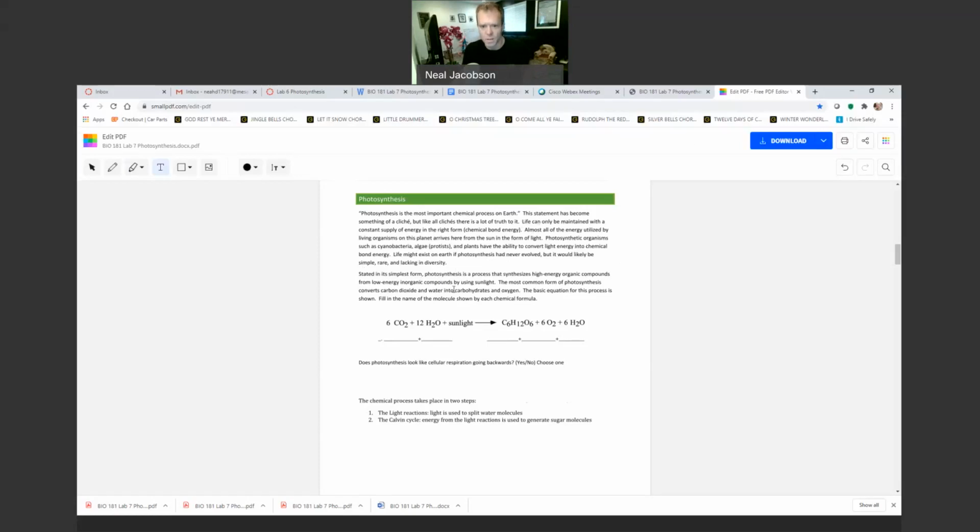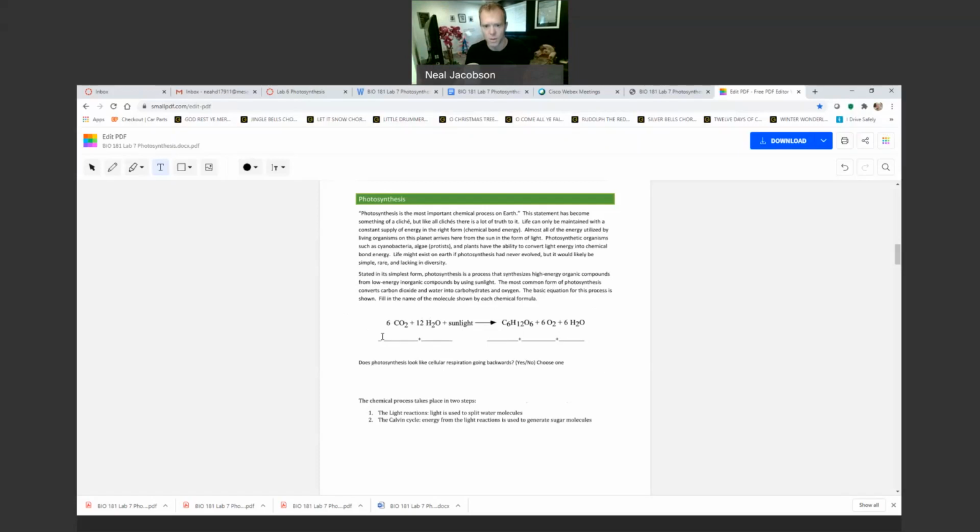All right. So in its simplest form, photosynthesis is a process that creates high energy organic compounds from low energy inorganic compounds by using sunlight. The most common form of photosynthesis takes carbon dioxide and water and turns it into carbohydrates and oxygen. That's sort of an 8th grade level understanding of it. The basic equation is just this. Remember that this equation is a general equation, and we could zoom in and break each part down into steps. We're not going to do that.